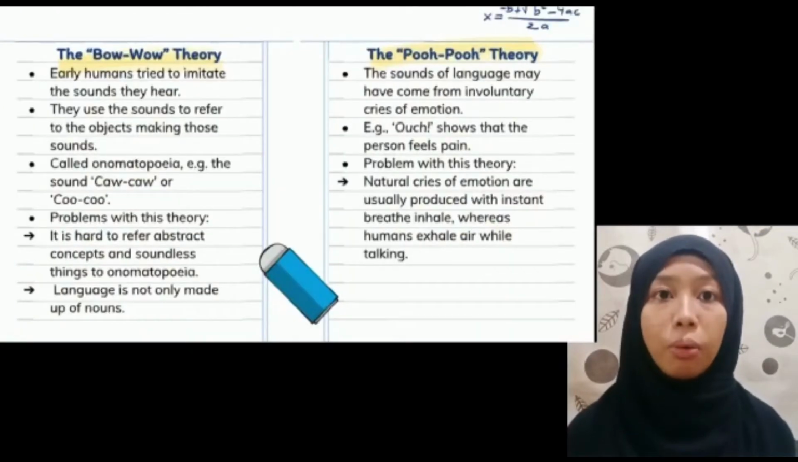The first one is the bow-wow theory. The idea of this theory is that early humans tried to imitate the sounds they heard and used them to refer to the objects making those sounds. For example, the sound caw caw of a crow. This is called onomatopoeia. However, there are problems with this theory.